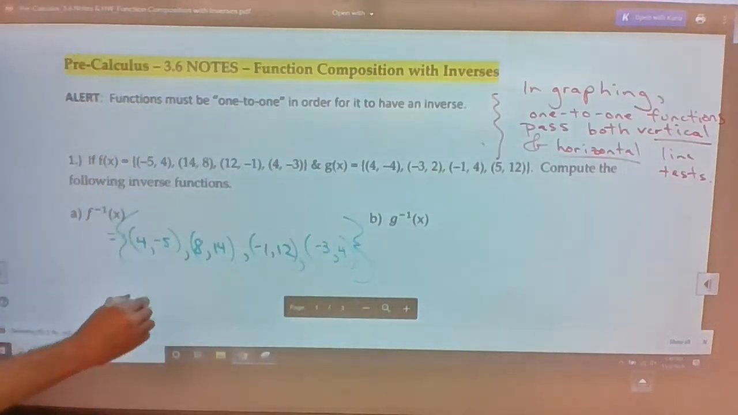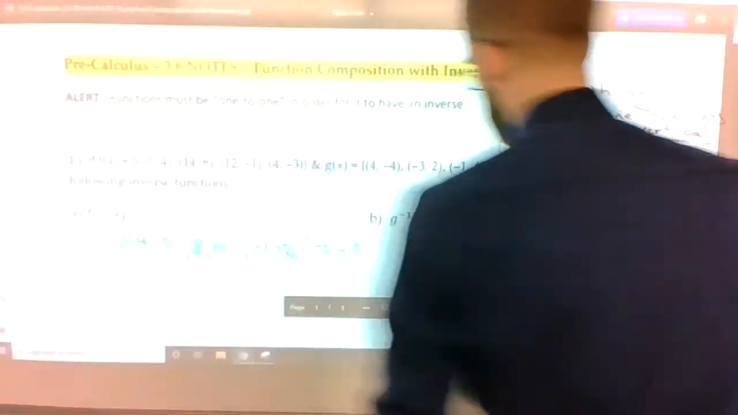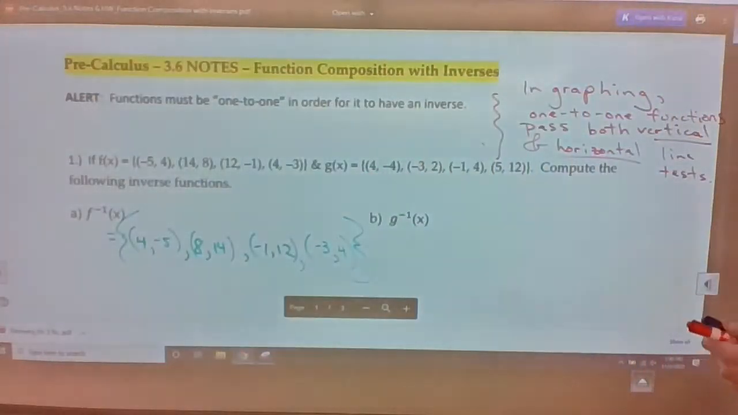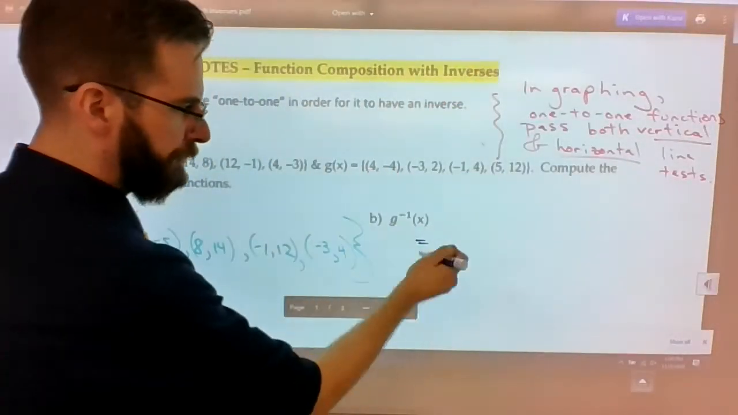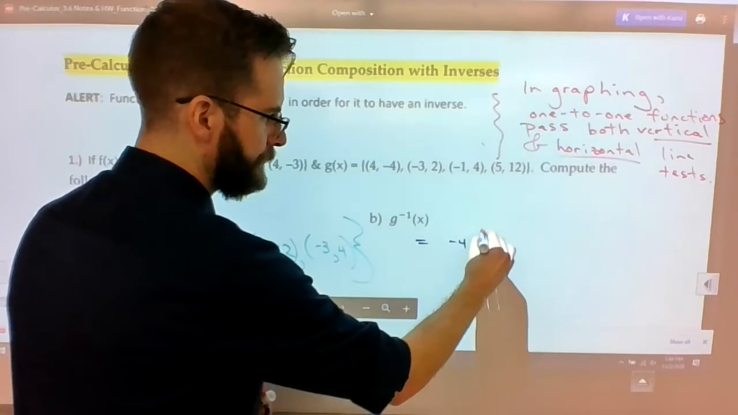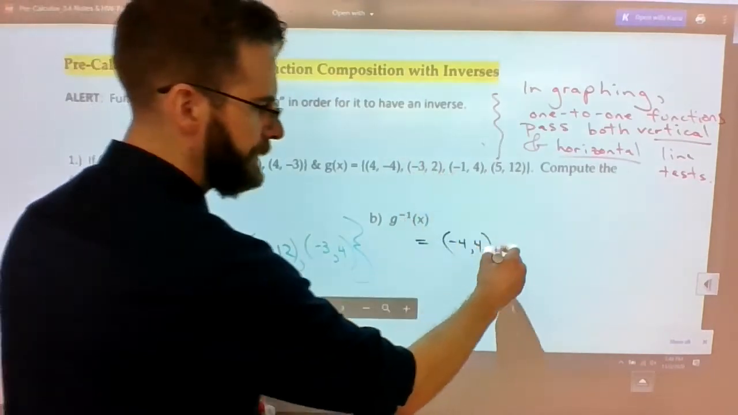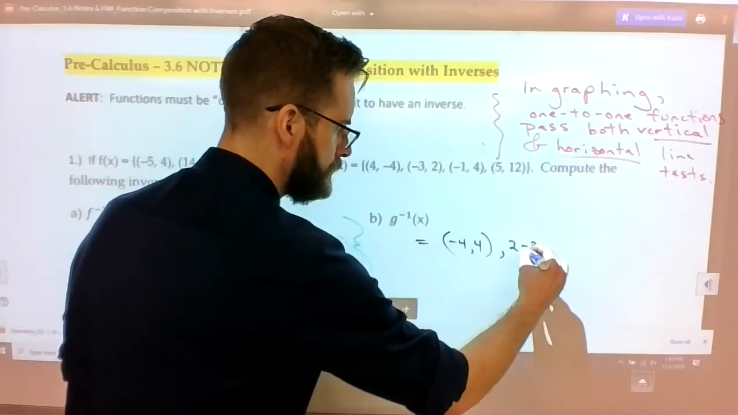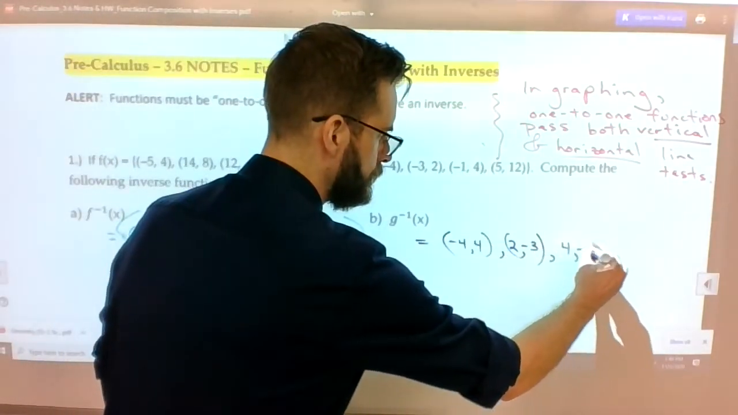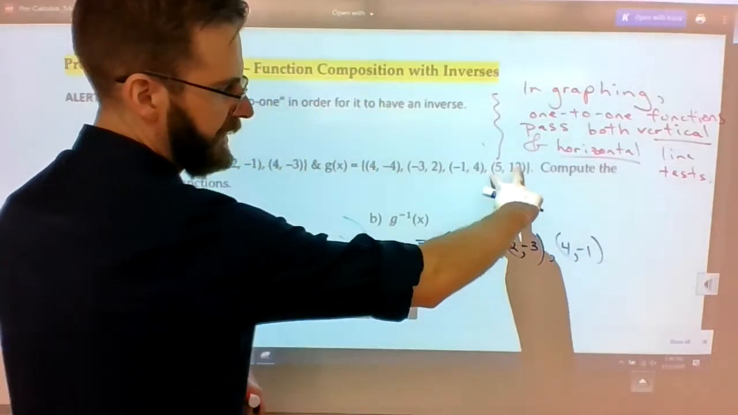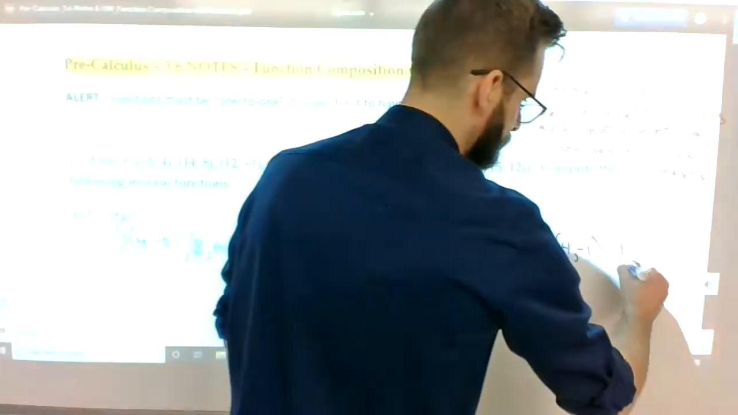And the same is true for the g's. Negative 4, 4, 2, negative 3, 4, negative 1, and then 12, 5.